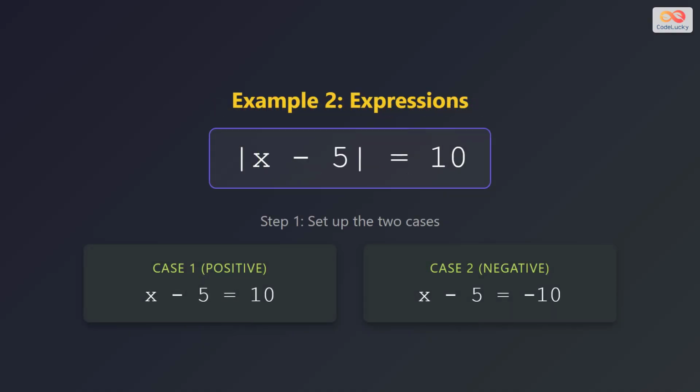Things get a little more interesting when we have an expression inside the bars. Here we have the absolute value of the quantity x minus 5 equals 10. Our first step is to remove the absolute value bars by setting up our two cases, the positive case where x minus 5 equals 10 and the negative case where x minus 5 equals -10.